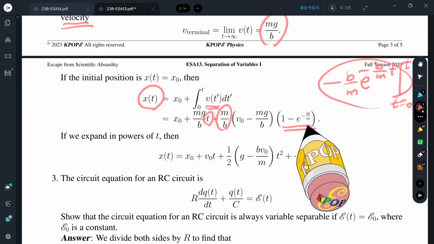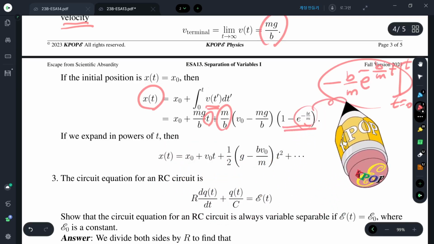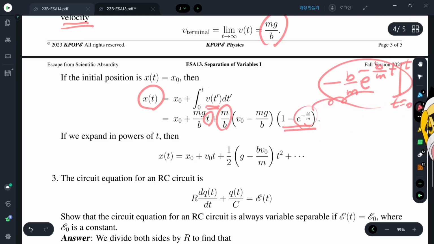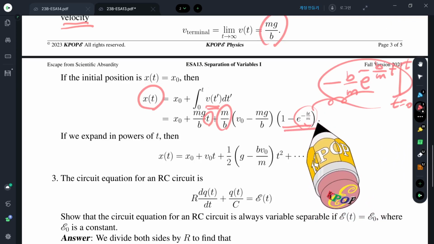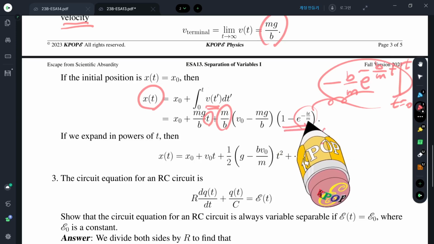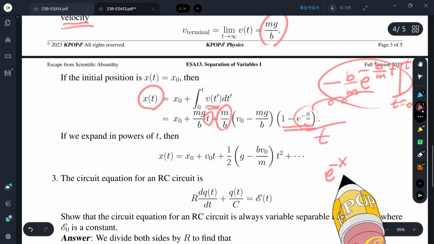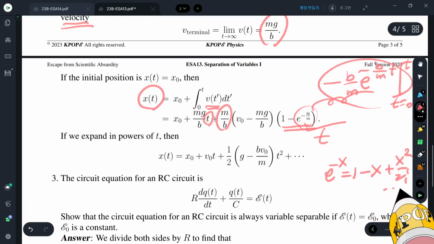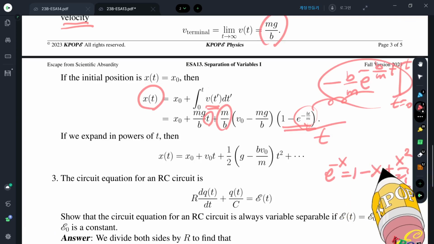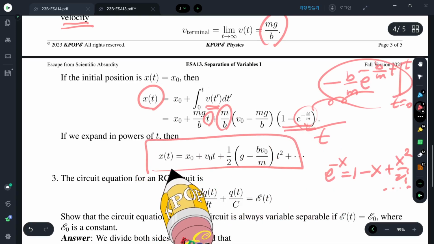Again, as t goes to infinity, this exponential contribution disappears. When t is very small, we can expand this one in powers of t by expanding e to the minus x equals 1 minus x plus x squared and so on. Using this expansion formula, we can obtain the position of the particle when t is small enough.